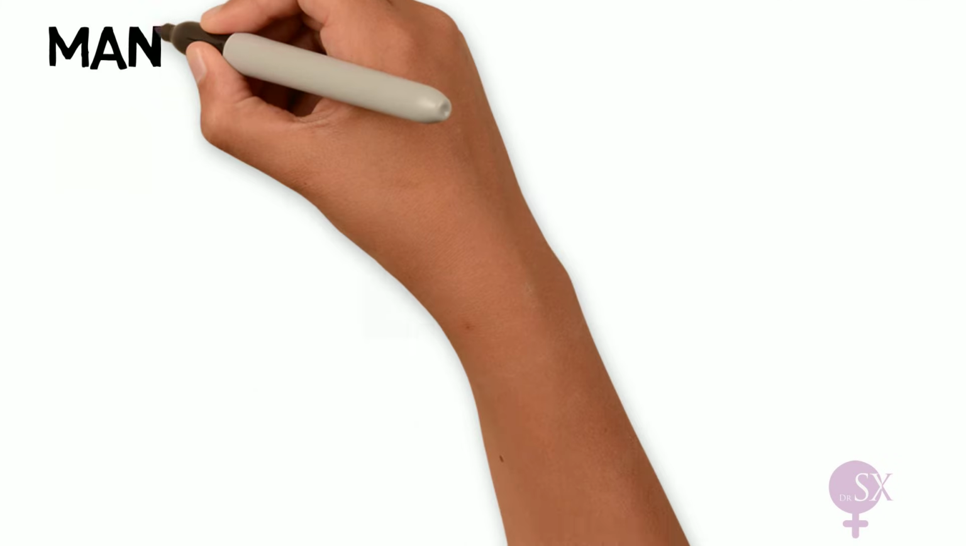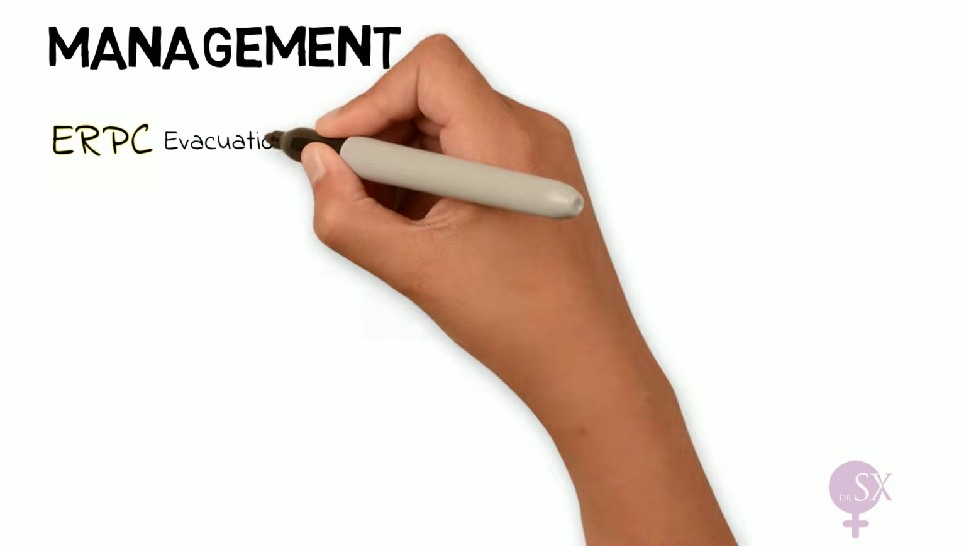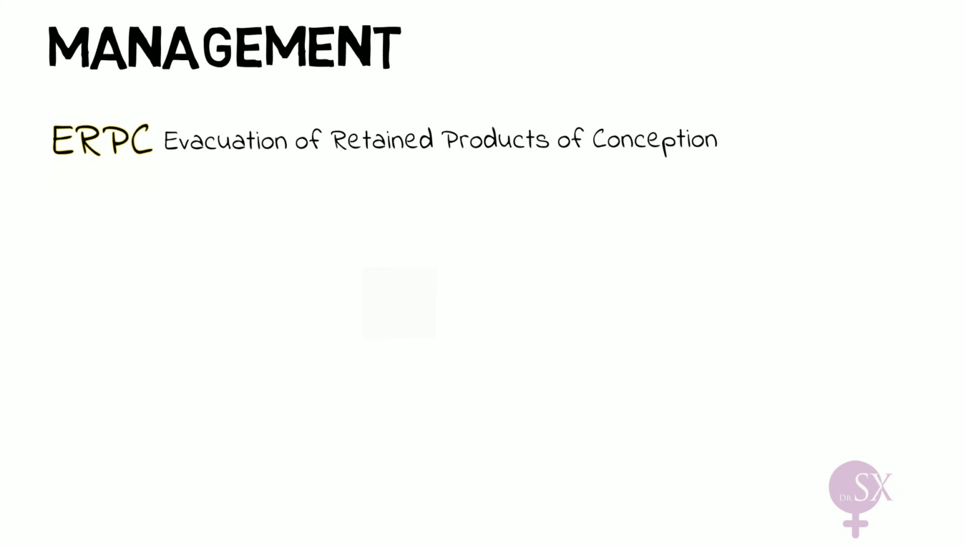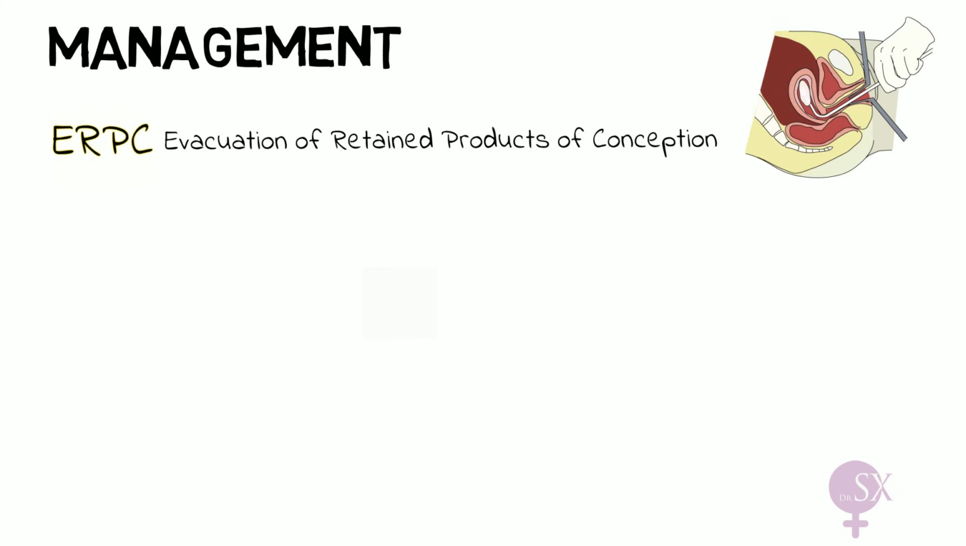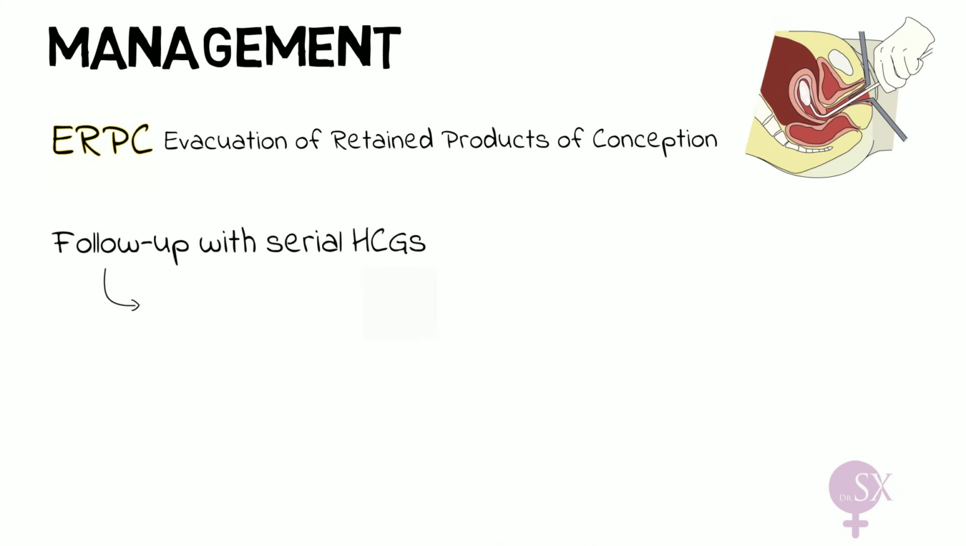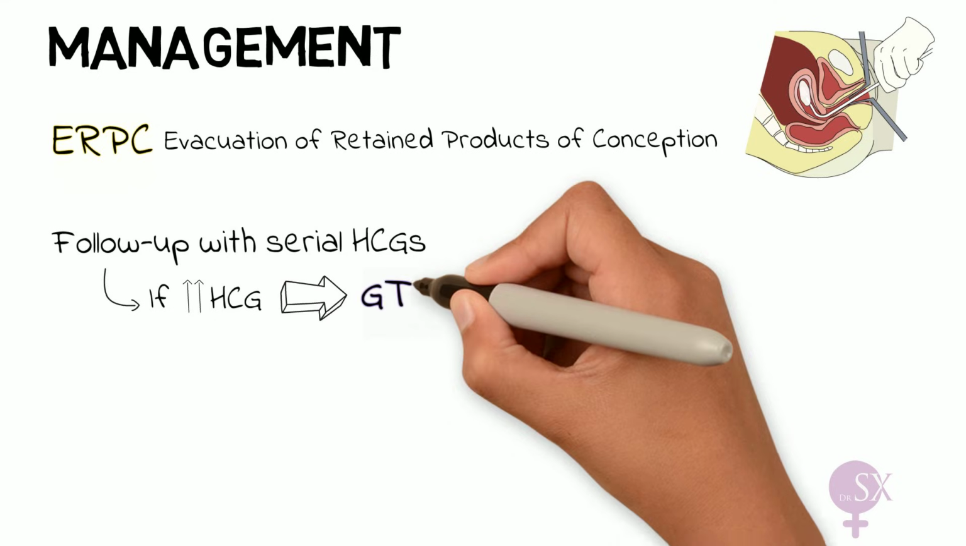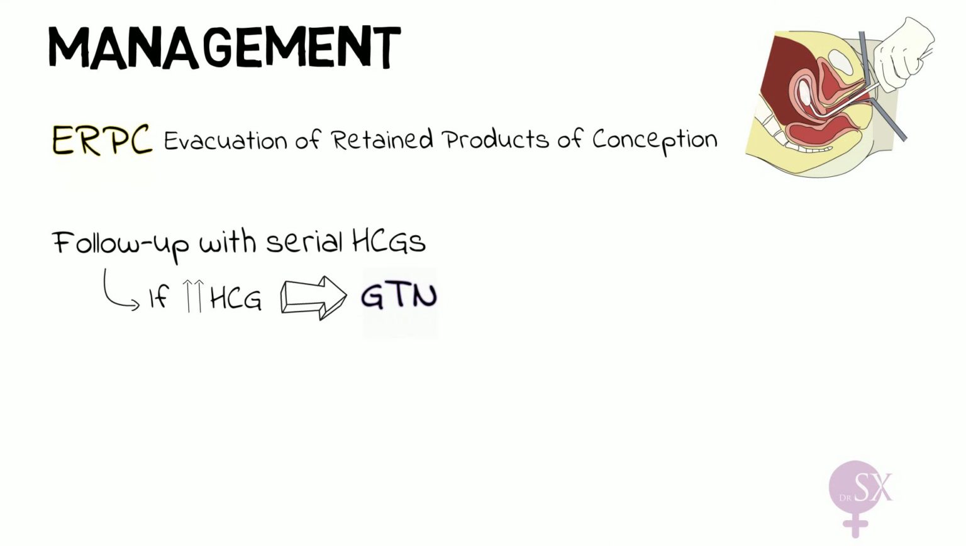So, when a molar pregnancy is confirmed, we need to treat these patients with an ERPC, an evacuation of retained products of conception. All of these patients will require follow-up with serial HCGs because we want to check for those patients which will remain with a persistently high HCG level, where we will make a diagnosis of GTN, gestational trophoblastic neoplasia. These patients will now require chemotherapy.